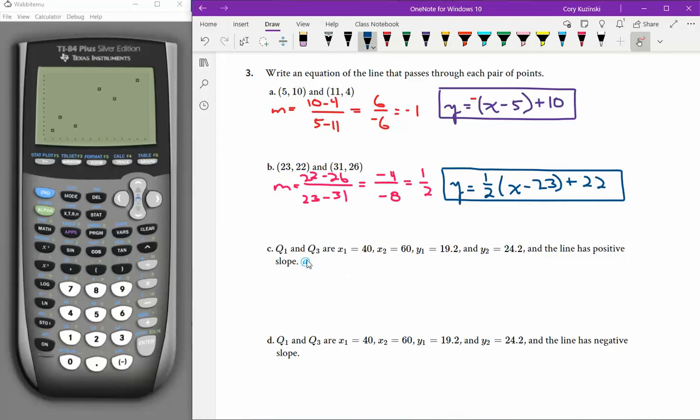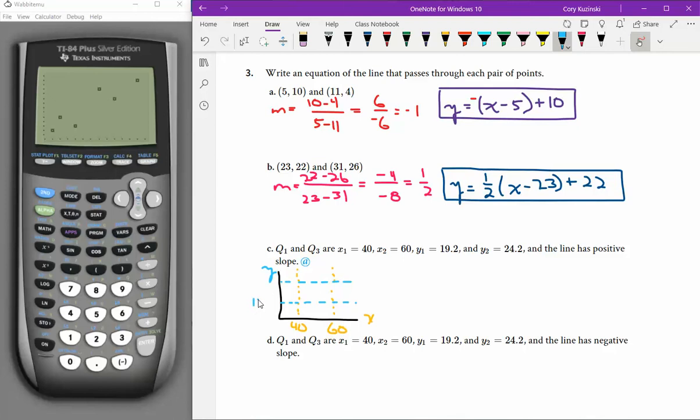All right, so they give us Q1 and Q3 values for x and y, and they tell us that the line has a positive slope. So let's do just a real quick sketch of what this might look like here. So x1 is 40 and x2 is 60. So if we put that on a scatter plot, those would be our x values along the horizontal axis. All right, and if we put the y values, 19.2 and 24.2, those would go right here along the y-axis.